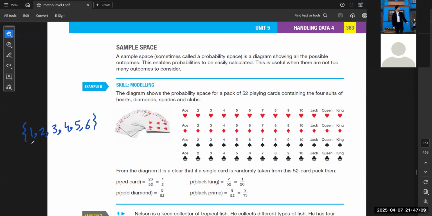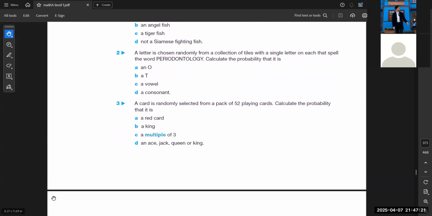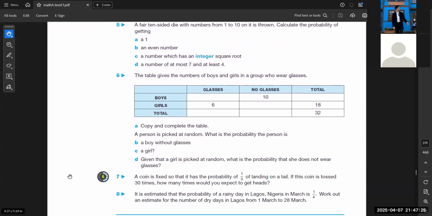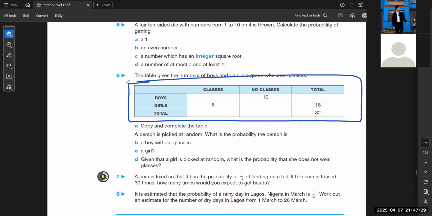Okay? But listing down your outcomes is not always the best way to do it. Because it can make life very difficult for you if you have too many outcomes, right? You'll have to make a very, very big list. So there are multiple ways to show your sample space. For example, a two-way table, something like this.